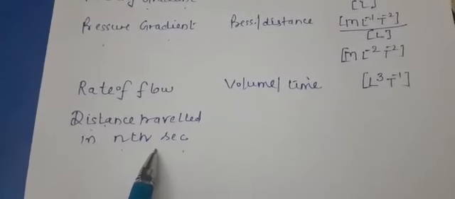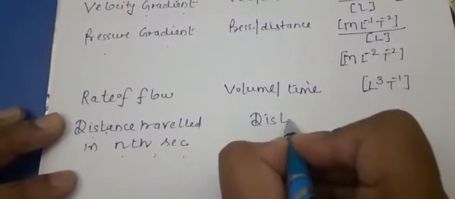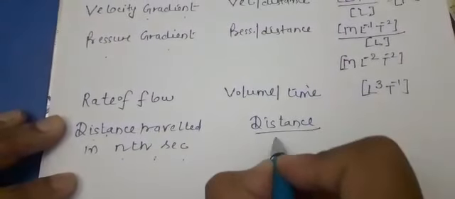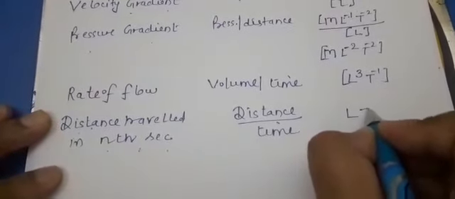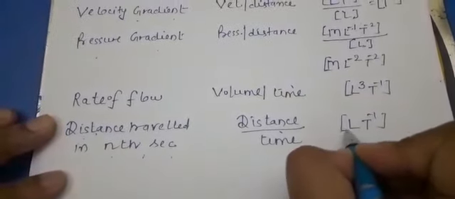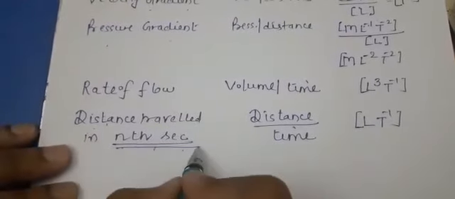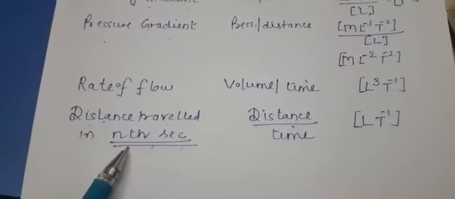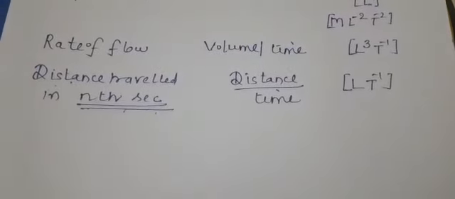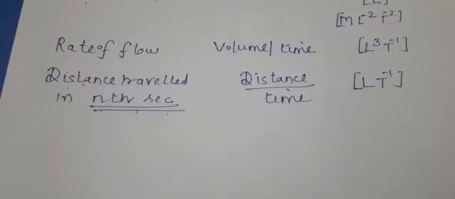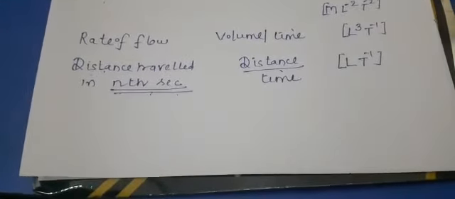What is the meaning? When you are taking a distance traveled in nth second, it is distance per unit time. That is L T minus 1. So how you will recall, this is nth second. When such kind of word is given in the statement, then you have to use this formula. So these are few formulas which I have introduced.